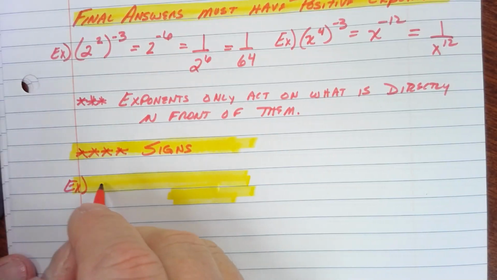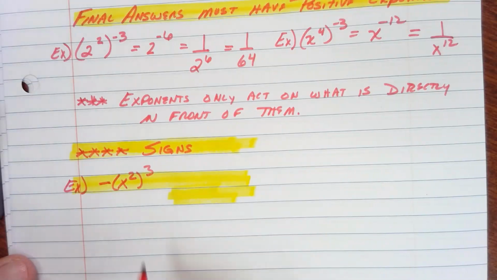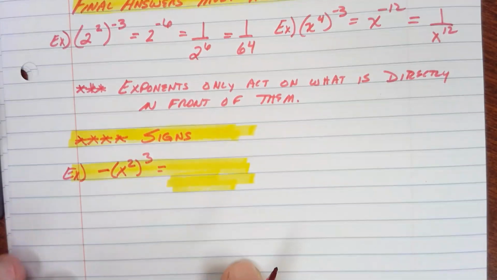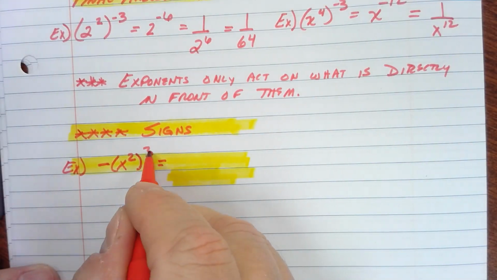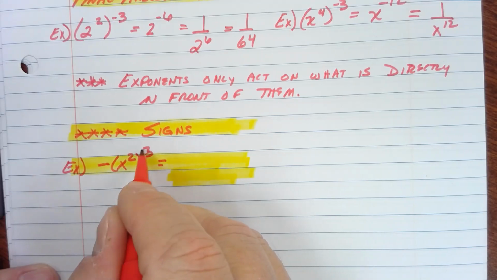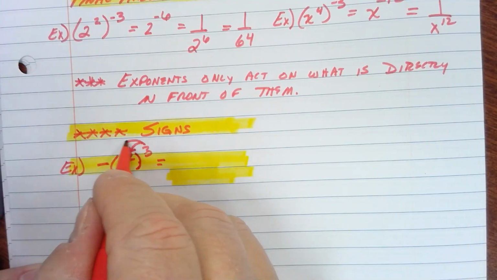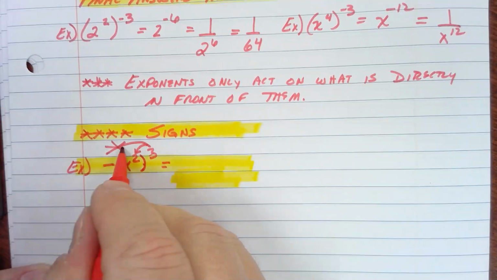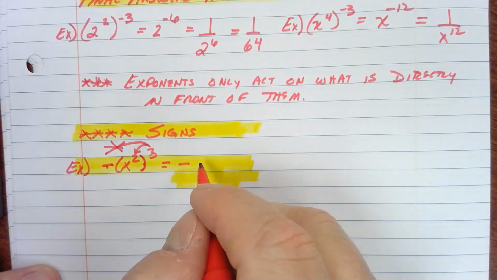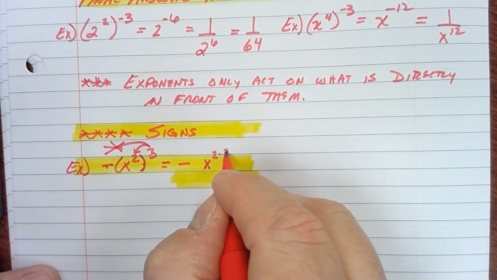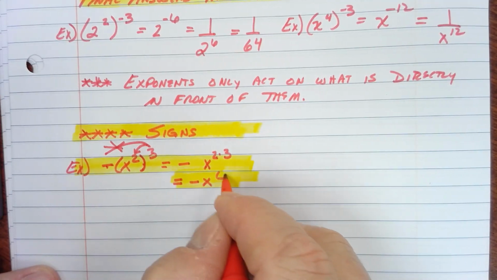If I have negative x squared cubed, we need to understand that what is directly in front of this exponent is the parenthesis. So this is only going to act on the 2 inside the parenthesis. It is not going to come over here to this negative sign. That negative sign is going to stay, and this is going to be x to the 2 times 3, with a final answer of negative x to the 6th.